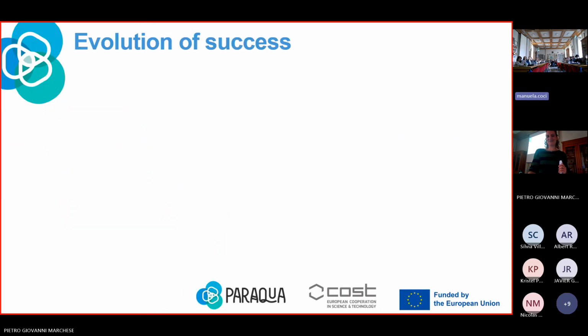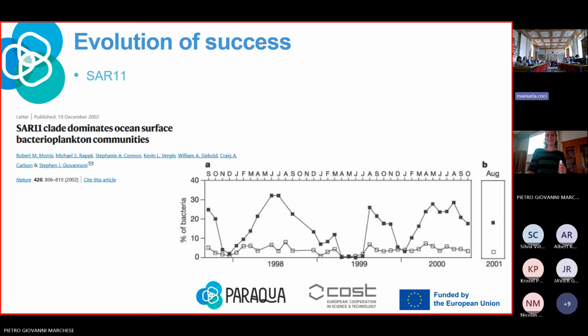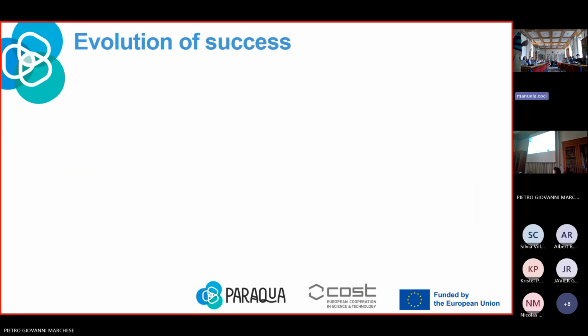Okay, then evolution. And here I would like to speak about the most successful bacterium in the ocean, or one of the most successful bacteria in the ocean, that is SAR11 or Pelagibacter ubique. Are you familiar with this bacterium? It's a very, very small bacterium that lives in the ocean surface water. It's really super common. And it was described in 2002 that this bacterium can make up like 30% of the bacterial community in the surface oceans.